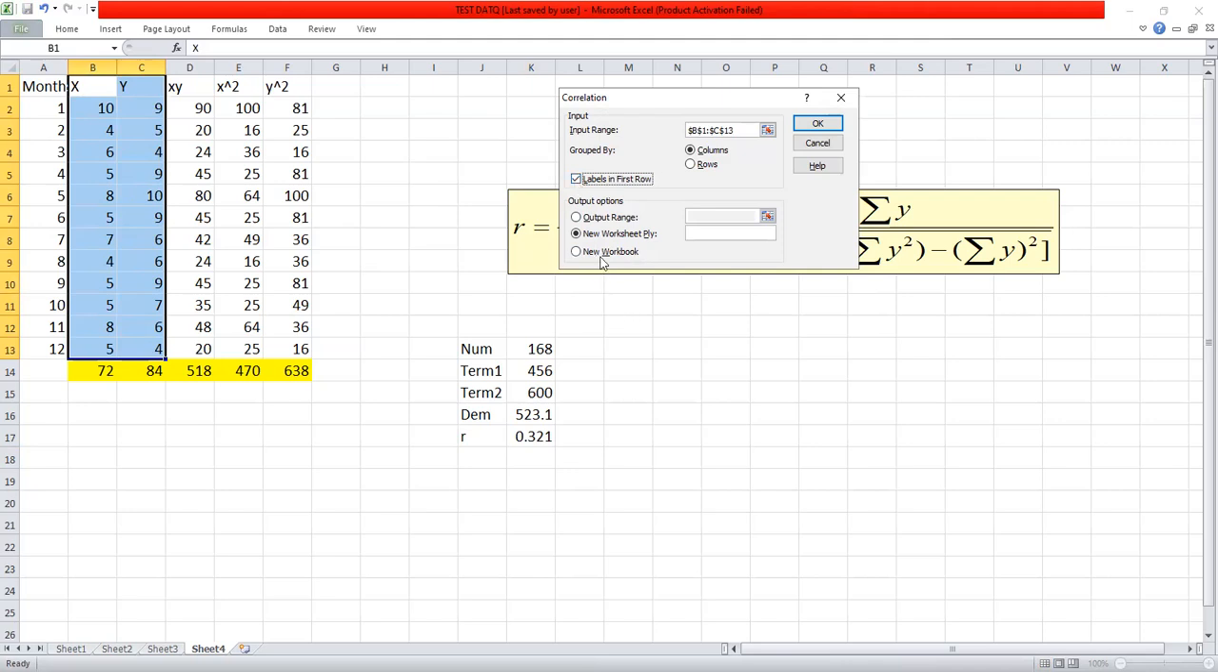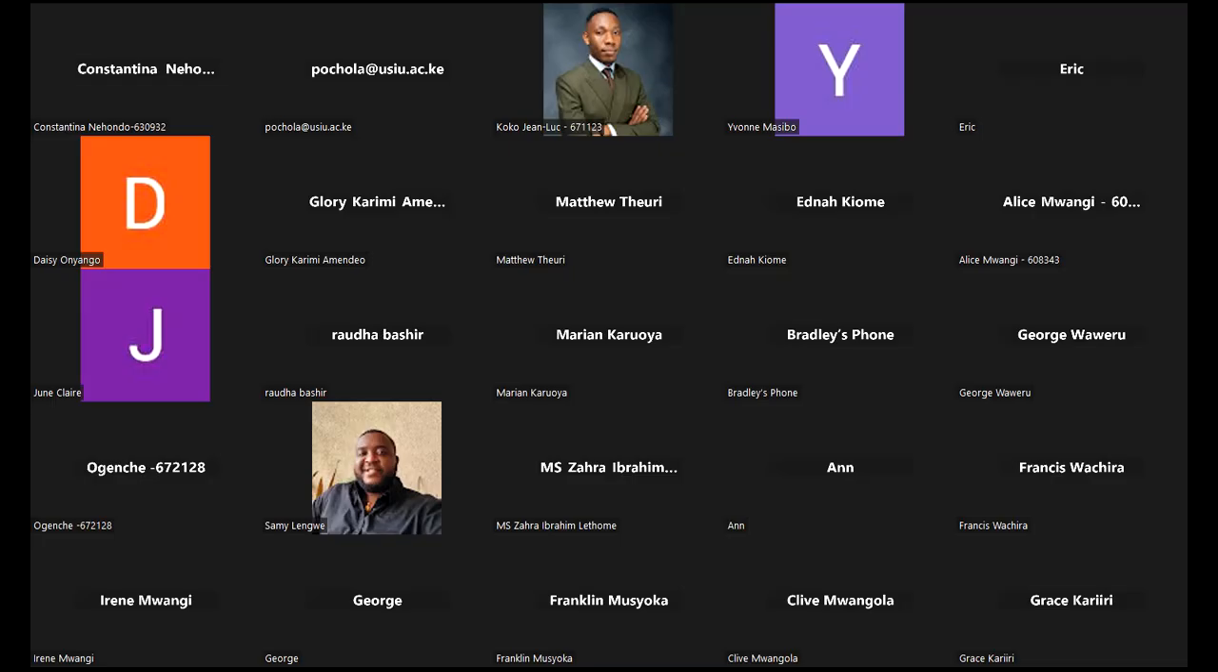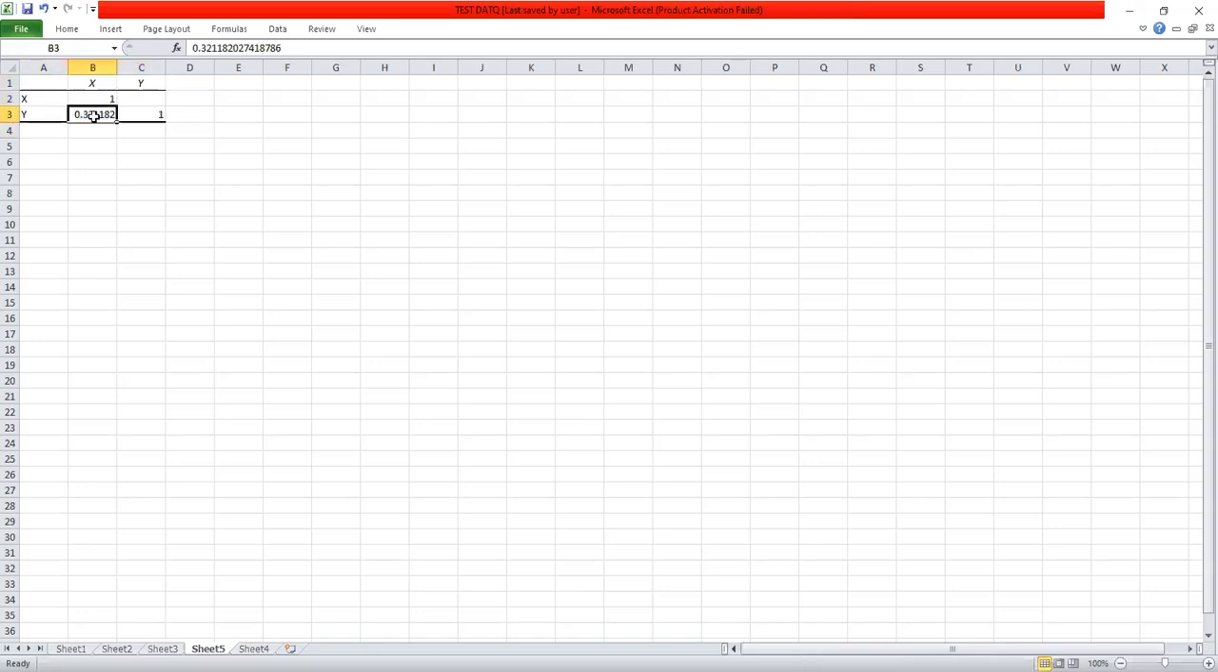Then you tell it to put the output in a new sheet, new worksheet, or new workbook, whatever. You can just run this. It doesn't matter. I'll share, because it disappears when it calculates it. I'll share what you have gotten from Excel. And we got 0.321. It is here, 0.321. That is the Karl Pearson correlation coefficient, a very important measure of correlation, which is here.